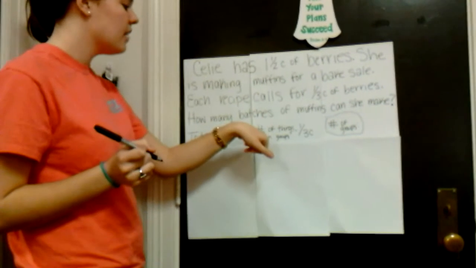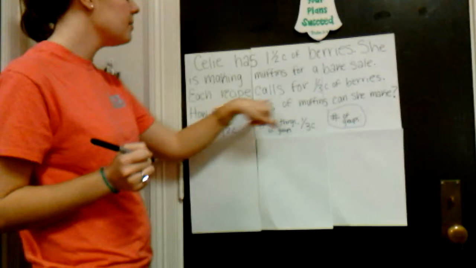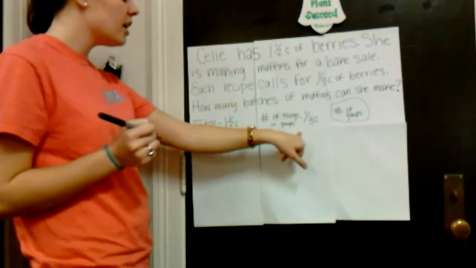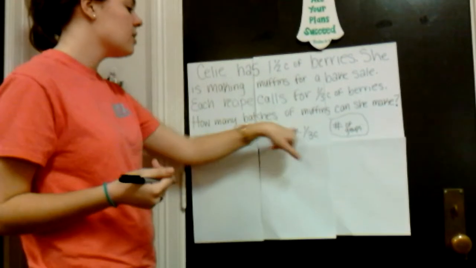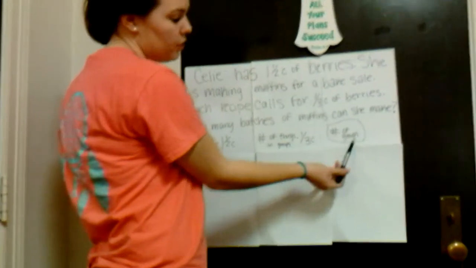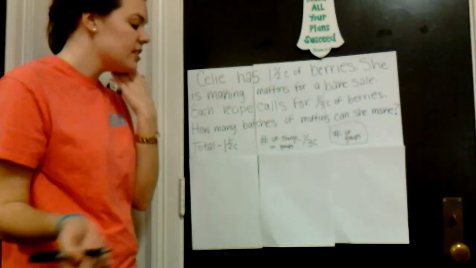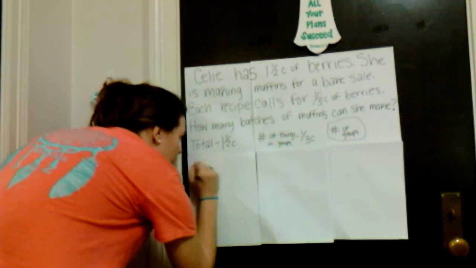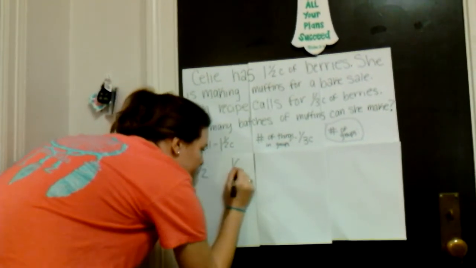Alright, next we have to figure out if we have the number of things in each group. Well, right here it says each recipe calls for 1/3 a cup of berries. So that's how much is in each group of muffins that she'll make. So that's the number of things in a group. That means we're looking for the number of groups, how many batches of muffins she can make. So to figure this out, we're going to first write out the fractions, which are 1.5 cups and 1/3.